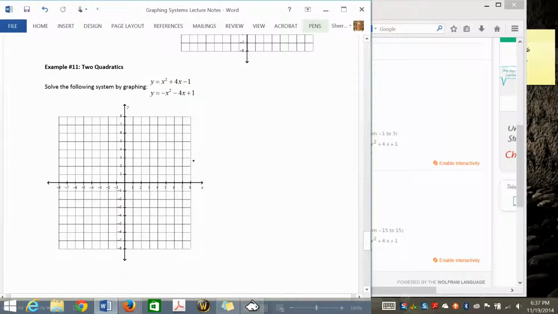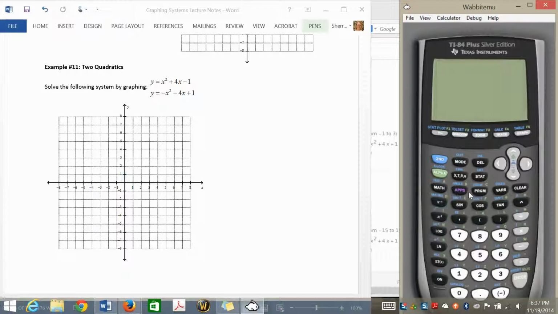For the next one here, notice that we have 2 quadratic equations. Let's switch over to the graphing calculator just to do something different. Here, if we're using the graphing calculator, we want to go into the y equals screen, and we're going to enter our 2 functions. So my first function is x squared plus 4x minus 1. And then my second equation is negative x squared minus 4x plus 1.